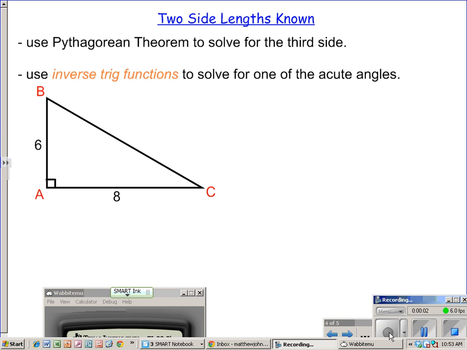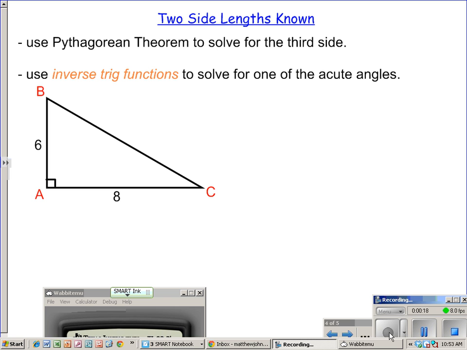Hello again. This is the second video for section 7.7, Advanced Geometry. In the first video, we talked about the idea of solving a right triangle, which means you're figuring out what each side length is and what each angle measurement is.